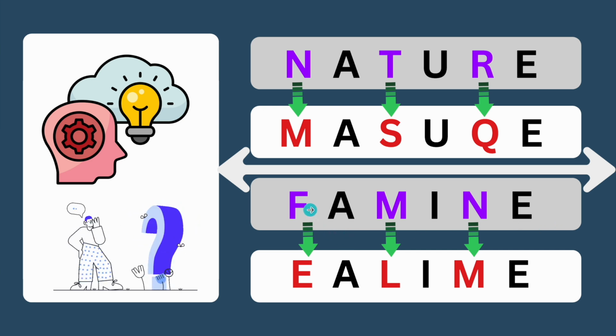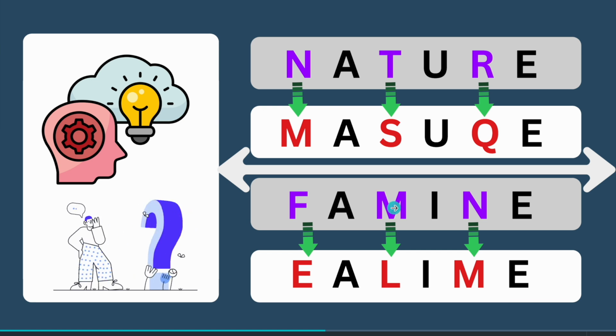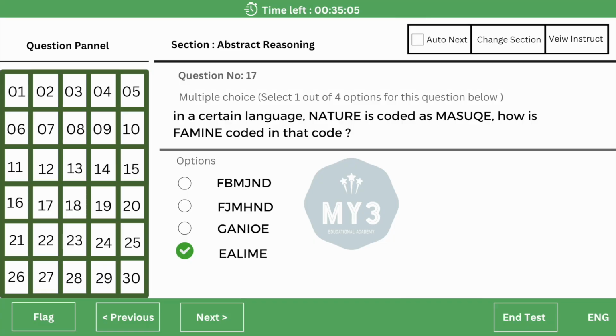So F will be shifted one letter backward, that will be E. Alternate letters AIE will be as they are. M will be L, and N will be M. So your answer must be EALIME. Which of the following is having that? You can mark it as the answer choice.